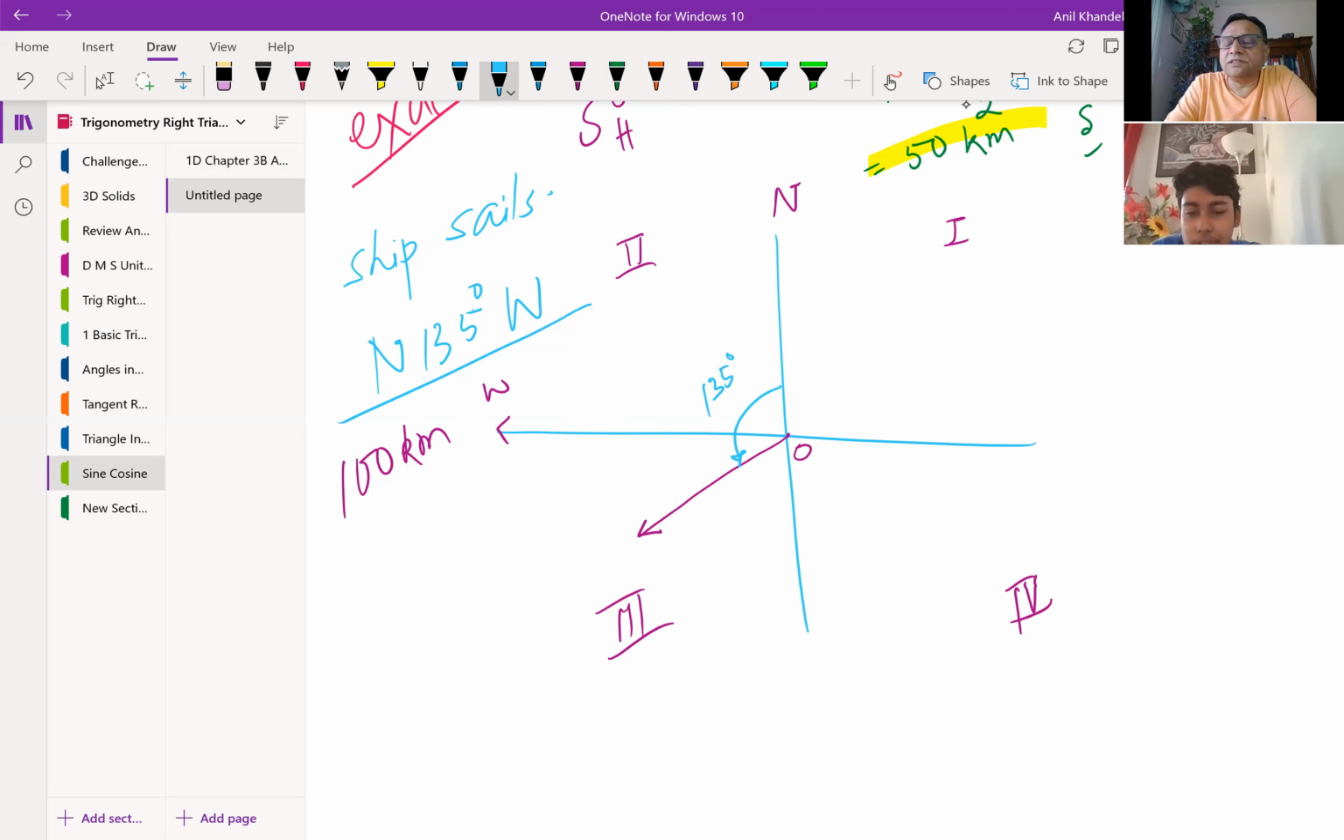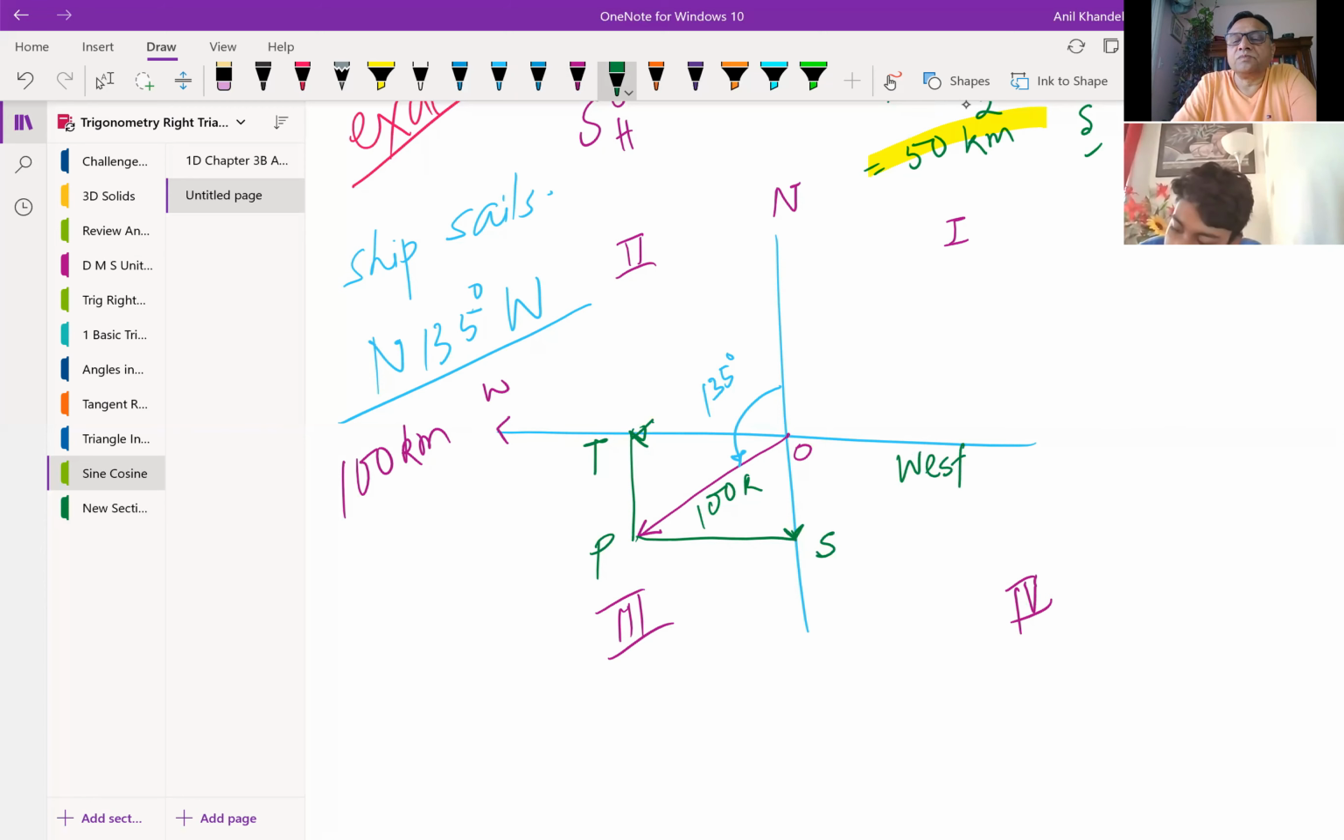So from north, this is another way of showing the angle in which anybody can travel. That's the triangle this time, and we have again taken 100 kilometers for easy calculation. I want you to give me the exact values: how much west and how much south. Yes. So let's begin with west, which is O to T, which is 100. And how much is this acute angle? You have to find the acute angle.